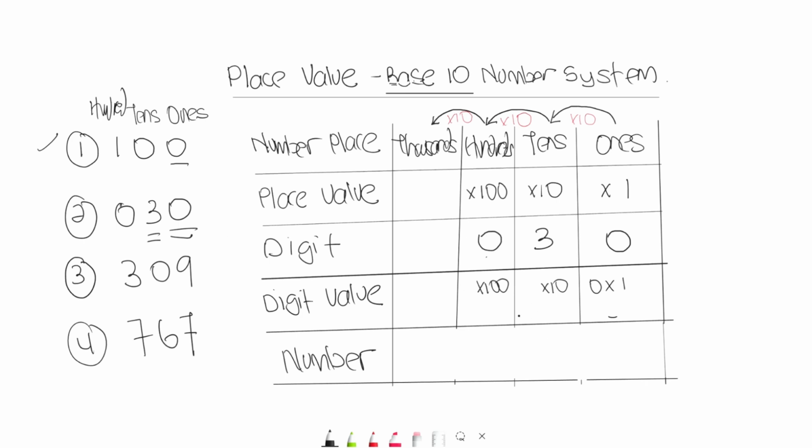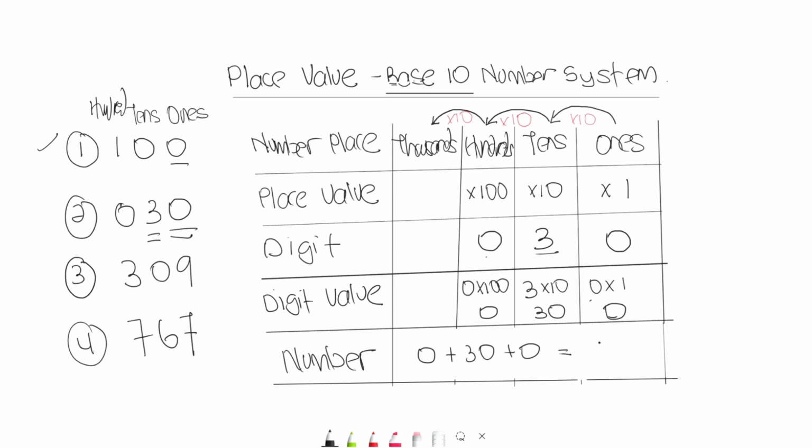So what does this mean? In the ones place value, 0 multiplied by 1 is 0. In the tens place value, I have the digit 3, which means I have 3 groups of 10. So it's 3 times 10, which is 30. And in the hundreds place value, which are groups of 100, I have 0 groups of 100, which means it is 0. So to form a number, we add 0, we add 30, we add 0.